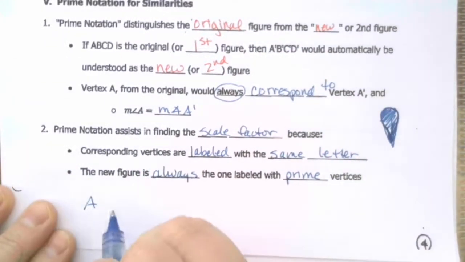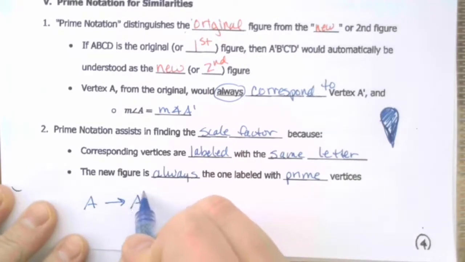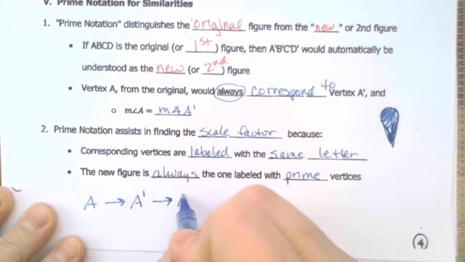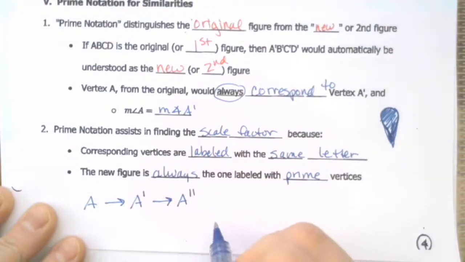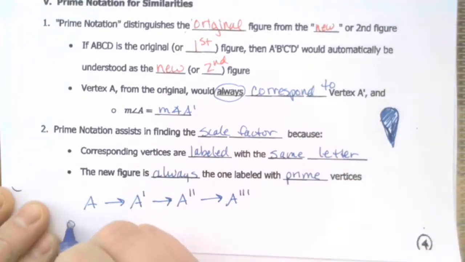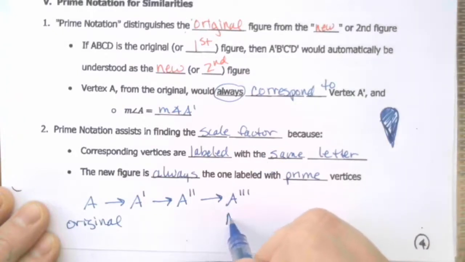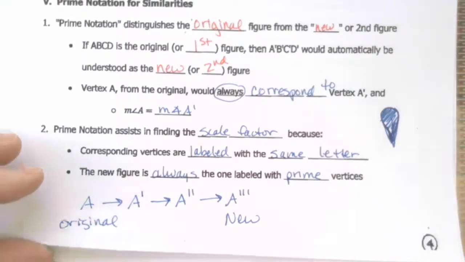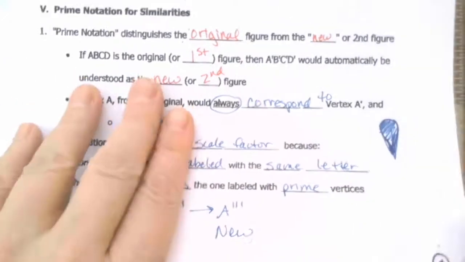So if A is your original, the new figure would be A prime. We just make a little 1. If there was a third one in the series, it would be A double prime. If there is another one in the series, it would be A triple prime. So whichever one is on the left, you would consider original. Whichever one is on the right would be the new figure. If they don't give you primes, then you have to go by what's mentioned first in the question and what's mentioned second in the question. First is always original, second is always new. All right, flip the page.